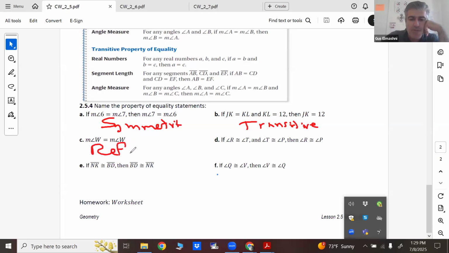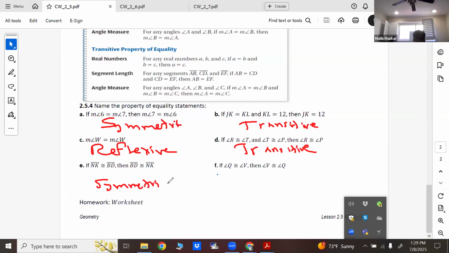We call this reflexive because it's just a reflection of each other. That's back to transitive again. That's symmetric. You just reverse. And then reflexive is the same exact thing.